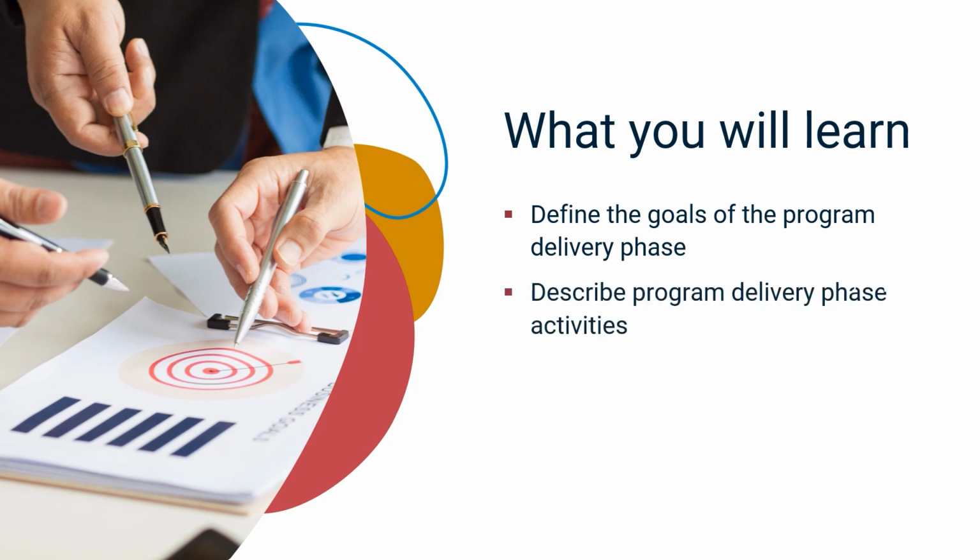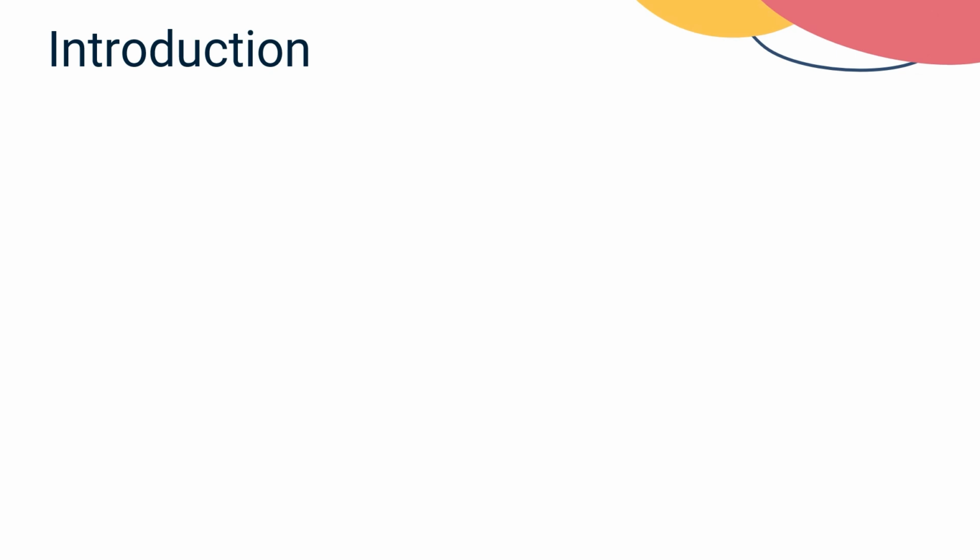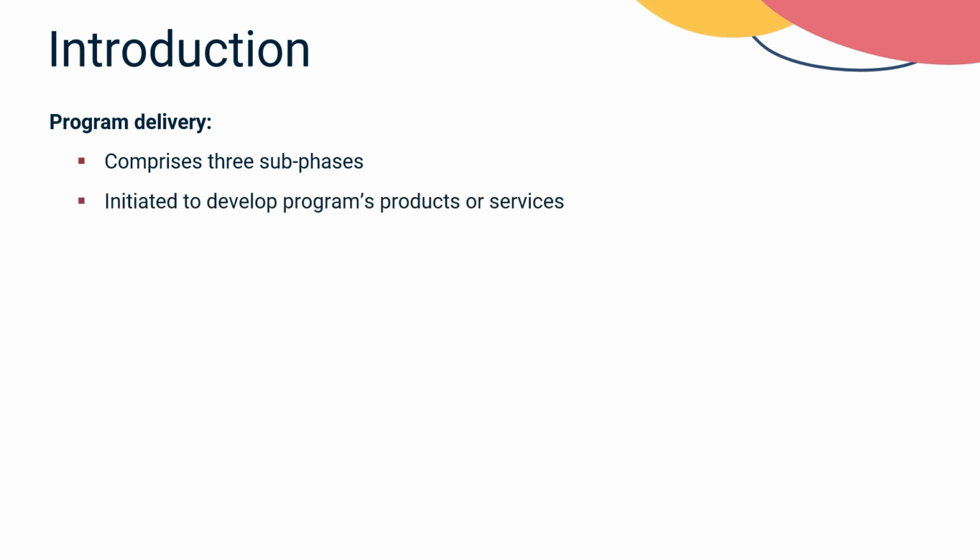We learned in the program lifecycle overview that the program delivery phase begins after the program management plan is reviewed and formally approved. As outlined in the program management plan, the delivery phase comprises all activities required to develop the program's products or services. In this video, you will learn about the three subphases in the delivery phase and the critical activities that must be performed in each subphase.